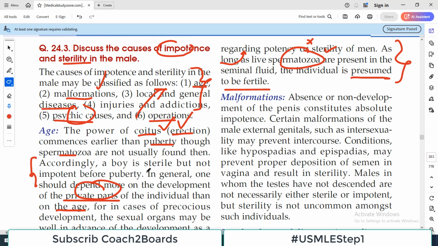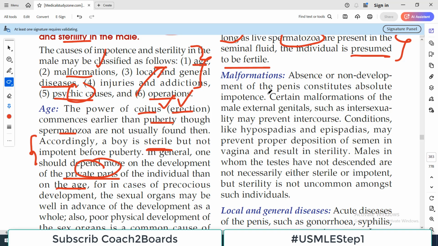Remember, the lower limit is puberty. Erection starts even before puberty, but spermatozoa come at puberty. So listen to these terminologies. Before puberty, males are usually potent but not fertile. And there is no upper limit of age. They can be potent and fertile at the age of 80, right?